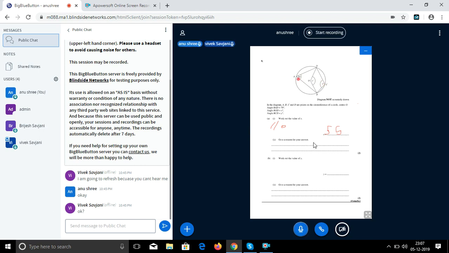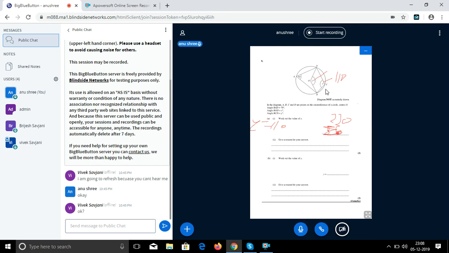70 is... opposite angles in a cyclic quadrilateral add to 180, which means that y is 110, and x would be 2y. So it would be 220 even. Is that right? No. Why is x 110? No, y is 110. That's correct. Yeah, y is 110. That's correct.